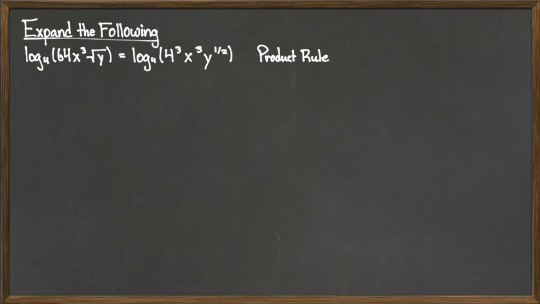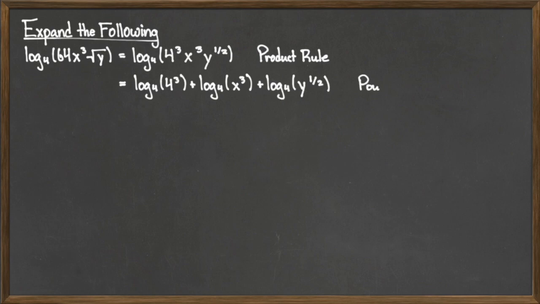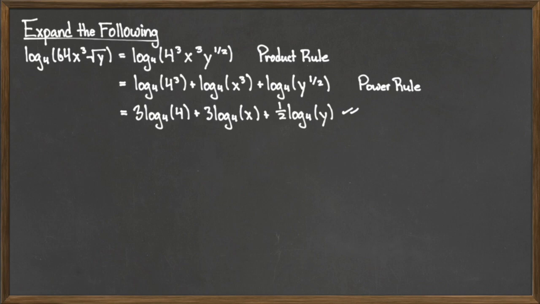Right, so I have a product of things inside, so the first thing I'm going to do is use the product rule. This can be expanded as log base 4 of 4 to the third plus log base 4 of x cubed plus log base 4 of y to the 1/2. Now, since everything inside is a single term raised to a power, I can use the power rule. That means that I bring each exponent down and out front. I'm going to get 3 times log base 4 of 4 plus 3 times log base 4 of x plus 1/2 times log base 4 of y.